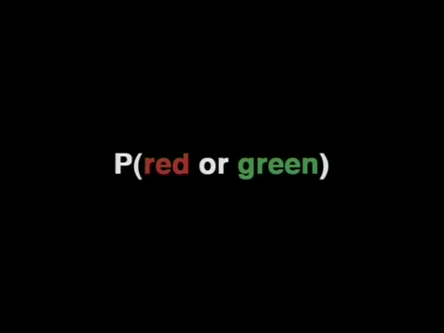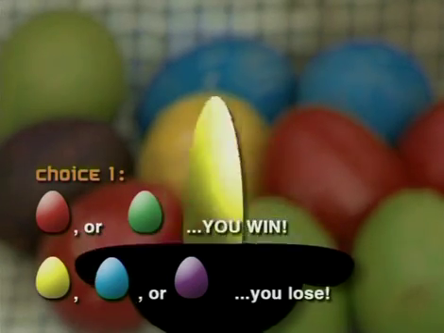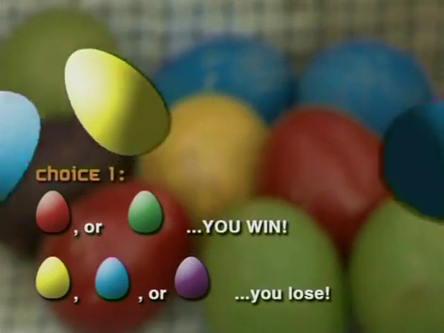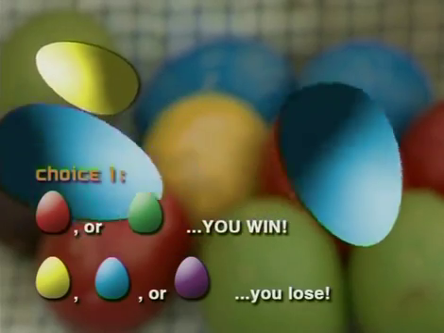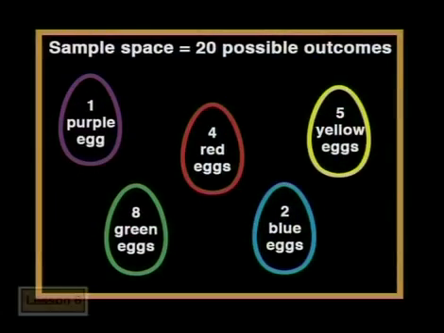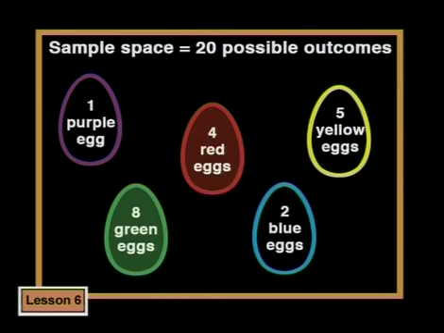This would be written as P and in brackets red or green. The word "or" is very important here. Only one egg will be chosen, but there are 2 favorable outcomes, red or green. If we represent this with a Venn diagram, there are 5 subsets of possible outcomes: the sets of red, green, yellow, blue, and purple eggs. The red and green sets together make up the favorable outcomes for Trabor.